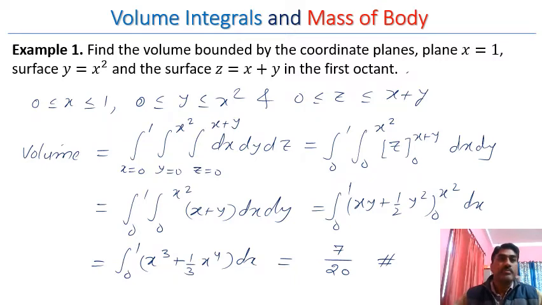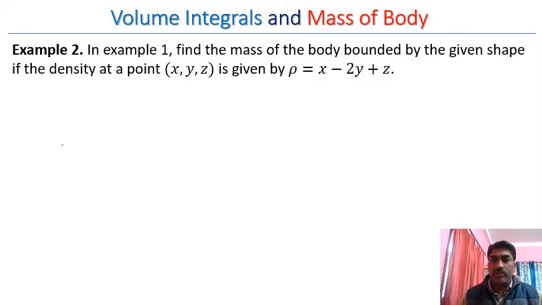Now let us calculate the mass of the body discussed in the previous example. So we are taking, find the mass of the body bounded by the shape given in the previous example, if the density at a point x, y, z is given by rho is equal to x minus 2y plus z.